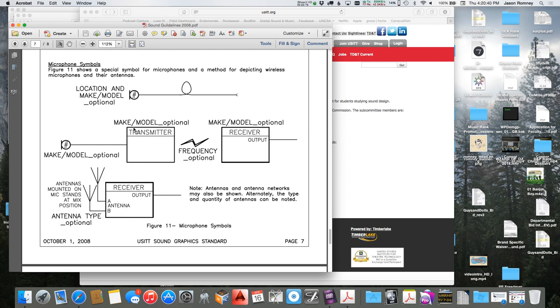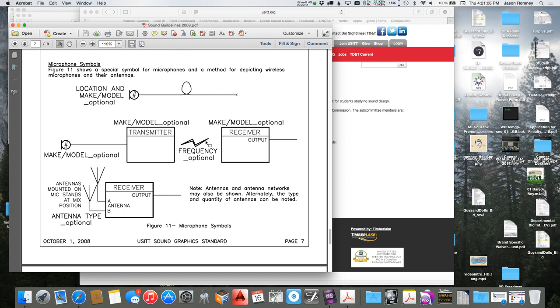If it's a wireless mic, you would have to draw the transmitter and the receiver as separate things. This would be true even if it's a handheld mic. So if it's like a handheld 58 or something, you would still draw it just like this because that's still a microphone connecting to a transmitter. It's just all in one thing that you're holding in your hand. But this looks more like the body pack transmitter with the little lav mic like we were showing on Tuesday. And then the receiver over here.